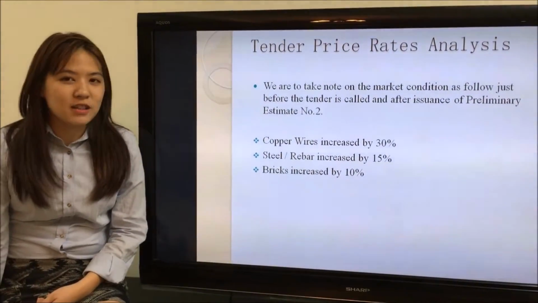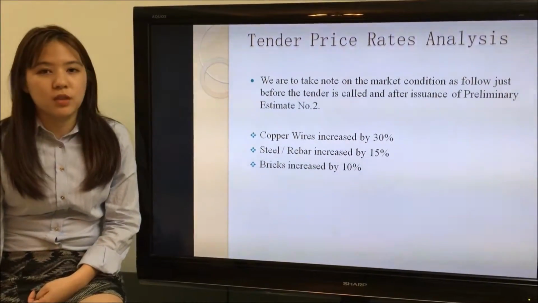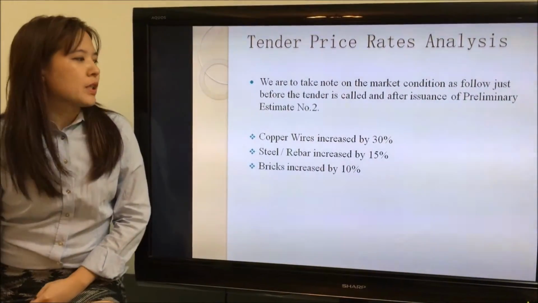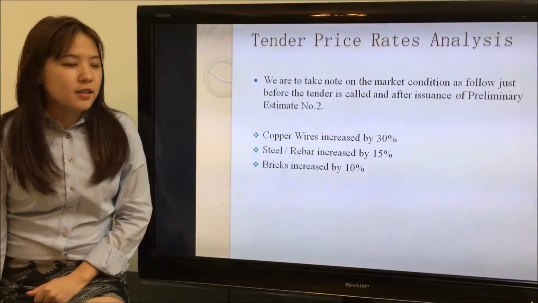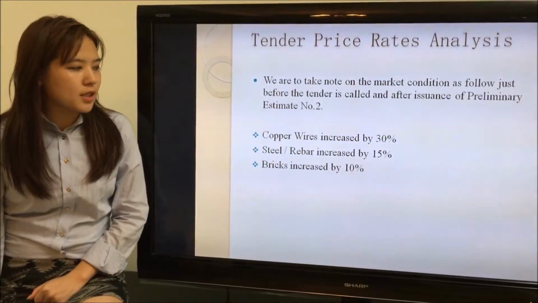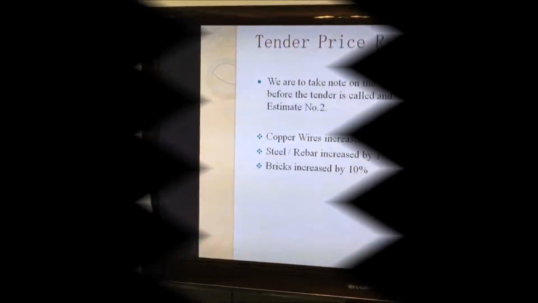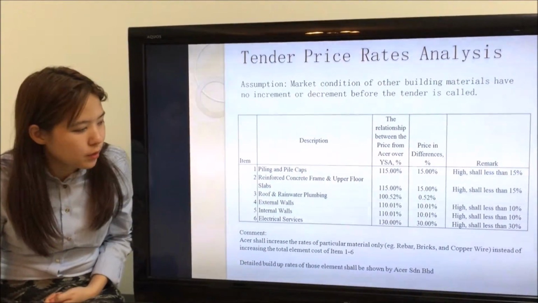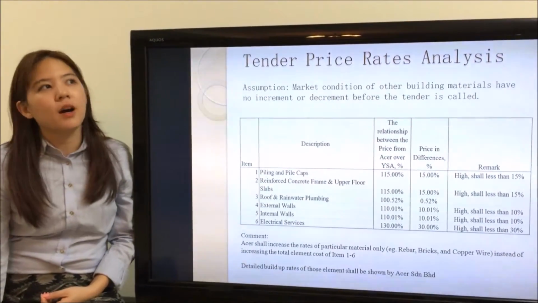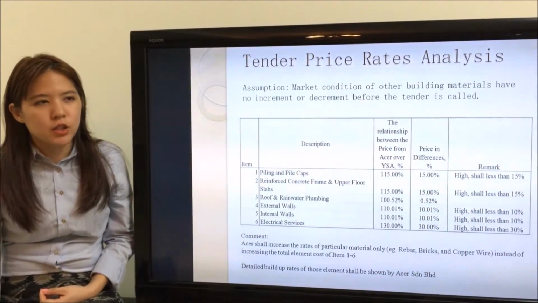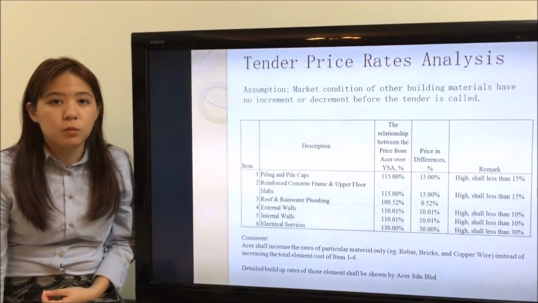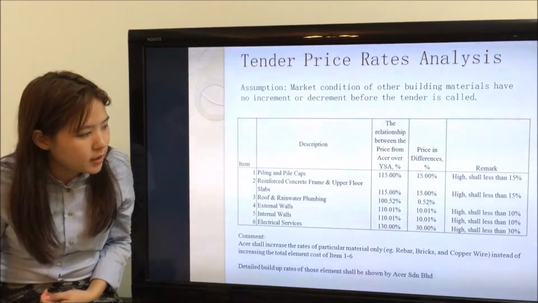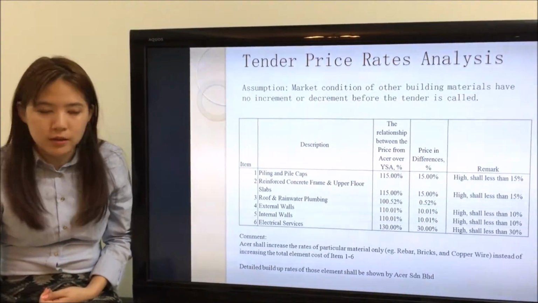We are to take note of the market condition as follows, just before the tender is called and after the issuance of preliminary estimate number 2. The copper wire increased by 30%, steel bar increased by 15%, and bricks increased by 10%. So we advise that Acer shall increase the rates of particular material only, for example rebar. If rebar increased by 15%, they shall increase the rates of rebar only while building up the bricks. Same goes to bricks and copper wire, instead of increasing the total element cost.